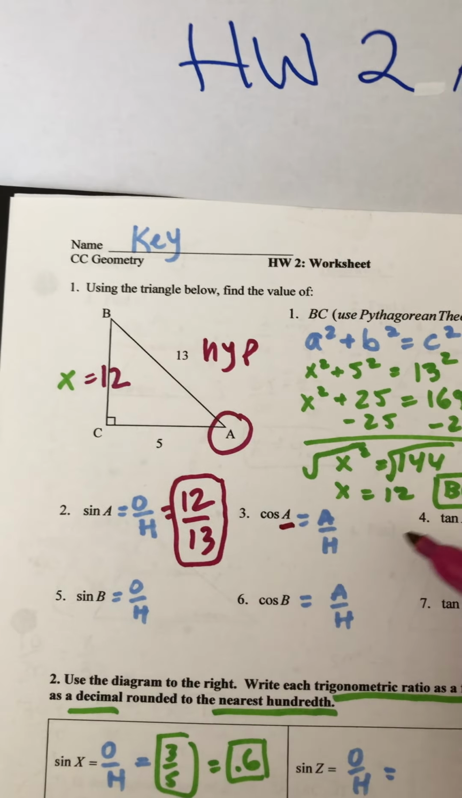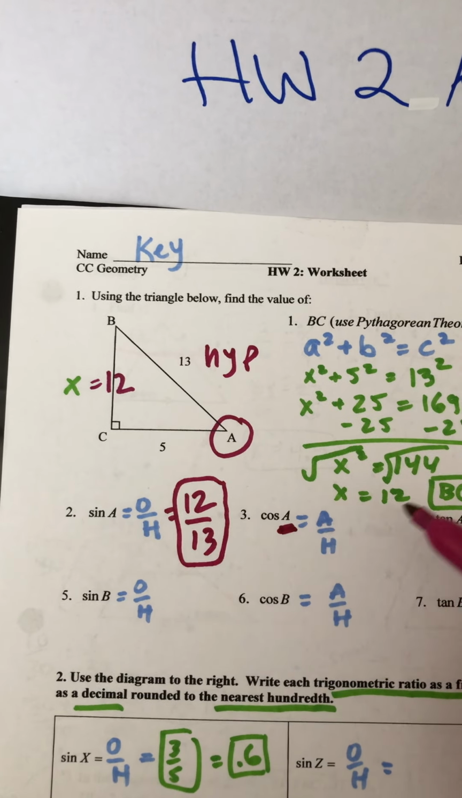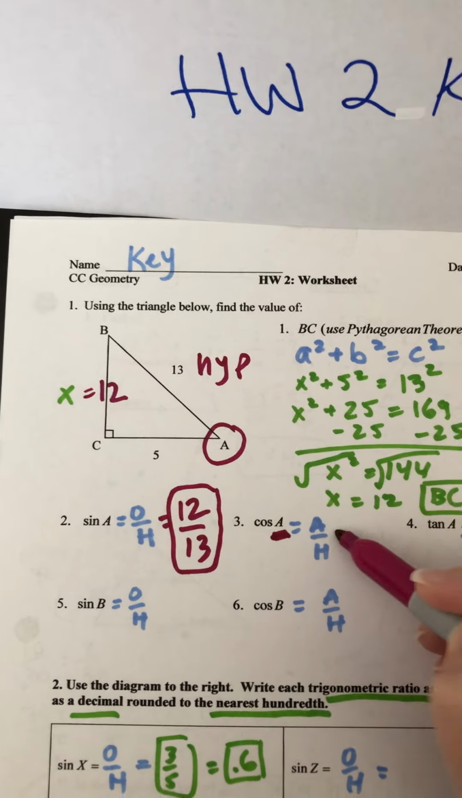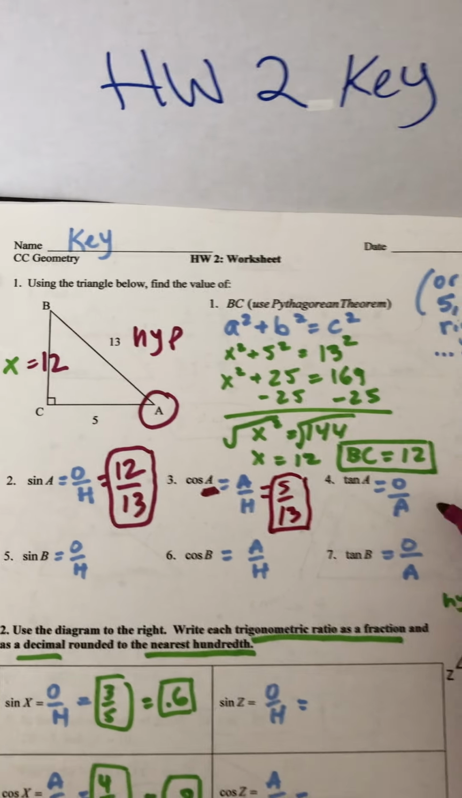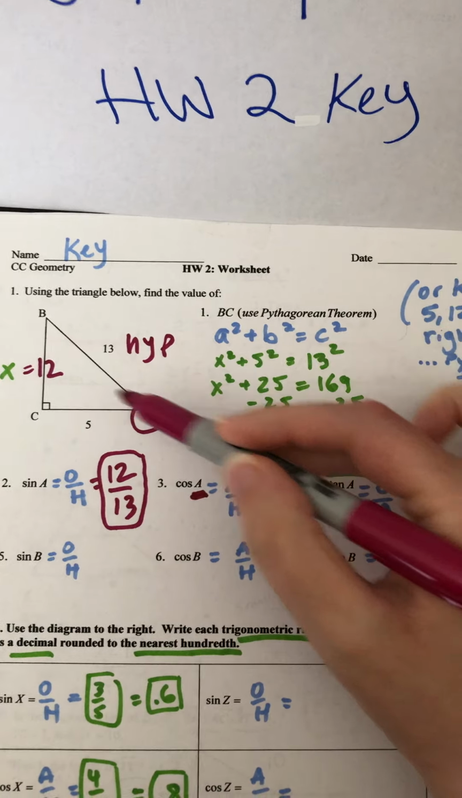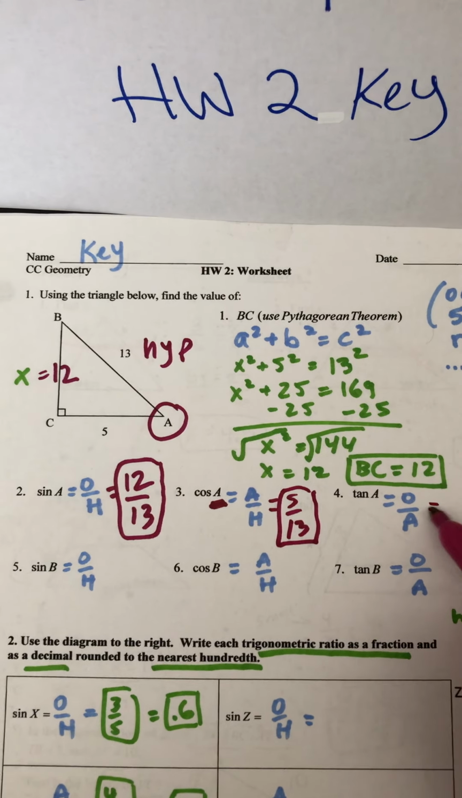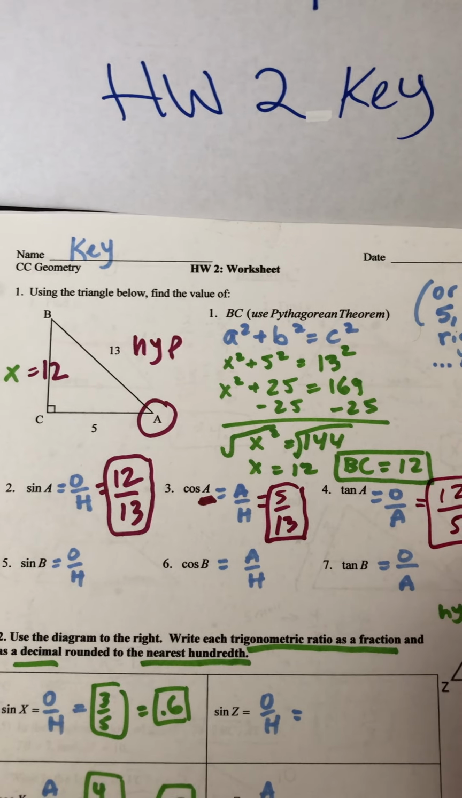Now we're still looking at cosine A, or the A angle. Adjacent is 5, and hypotenuse is again 13. Tangent A, we're looking at A, opposite over adjacent, 12 over 5.